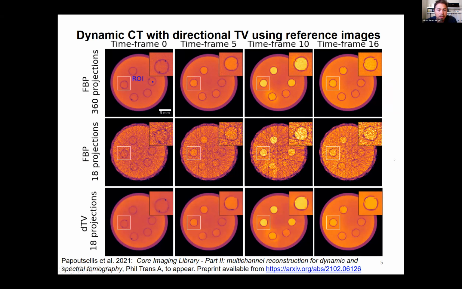Now with SIL, you can play with different reconstruction algorithms and look at using information and adding regularization across the time domain, or in this case, we have some prior scans and some post scans that you can use as reference images and propagate structures into your reconstructions using these so-called directional TV. So this case study is in this other part 2 paper describing the core imaging library.